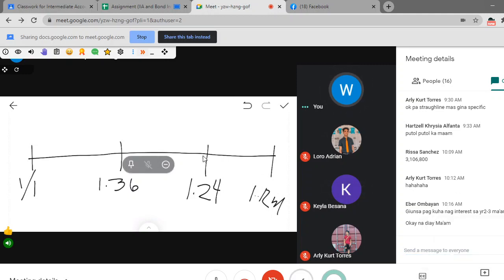Ay, okay na day, ma'am. Okay. Okay. So, alam nyo na kung anong gagamitin na present value factors kasi yun yung nakalagay sa illustration ng book. But let me explain.